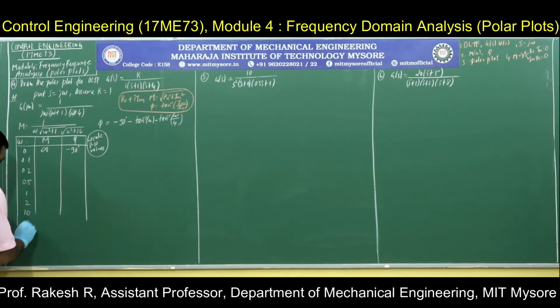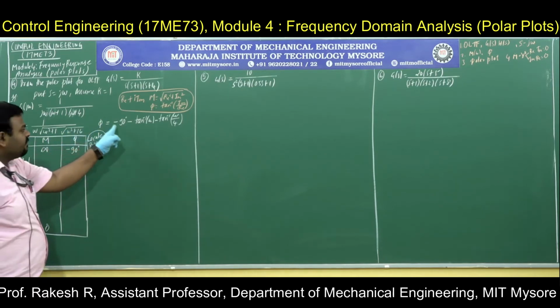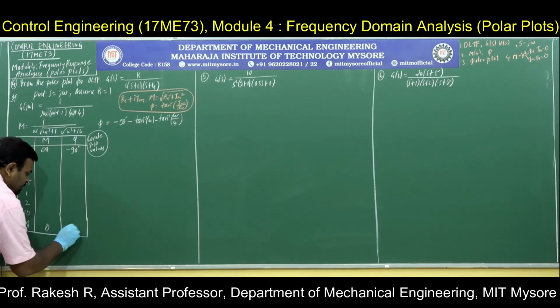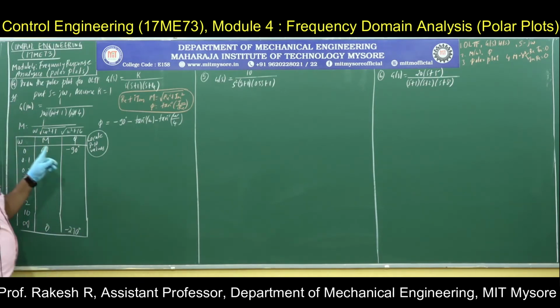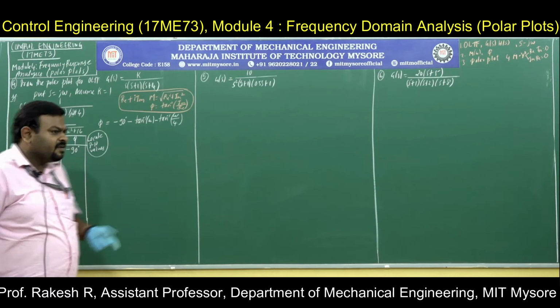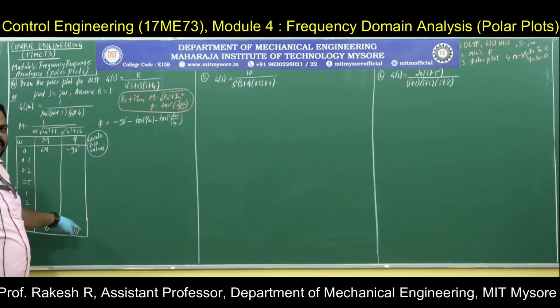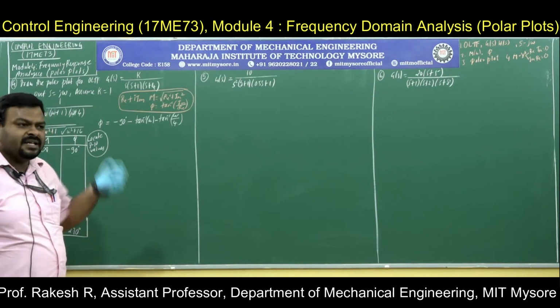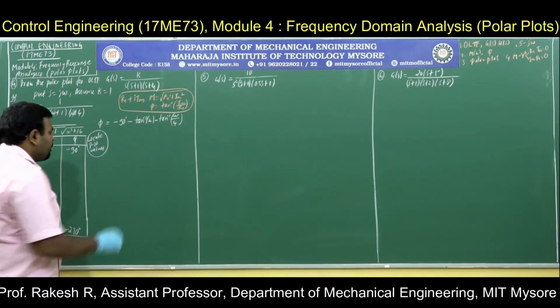Then I will take maximum. What is the infinity? At infinity, the magnitude will be 0. And what is the phase angle? Minus 90, minus 90, minus 90. So it is minus 270. Very important problem, because similar type, minus 90 to minus 270, you will get a segment in Nyquist plot. So this is very important.